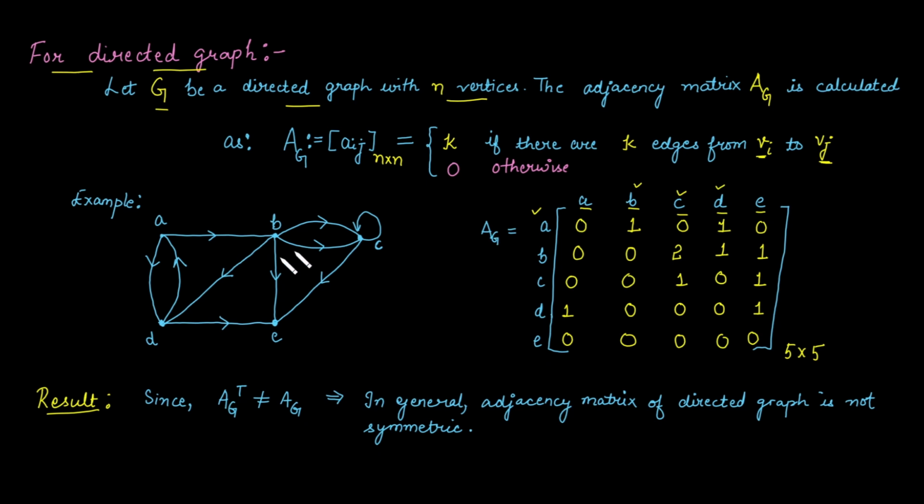So this is the adjacency matrix for this graph with respect to the ordering A, B, C, D, E. It is very important to mention this. Now the result, you can check it: the transpose of this matrix is not equal to itself. So in general, the adjacency matrix for a directed graph is not symmetric. Sometimes a directed graph is also called a digraph. So we can say that the adjacency matrix of a digraph is not symmetric.